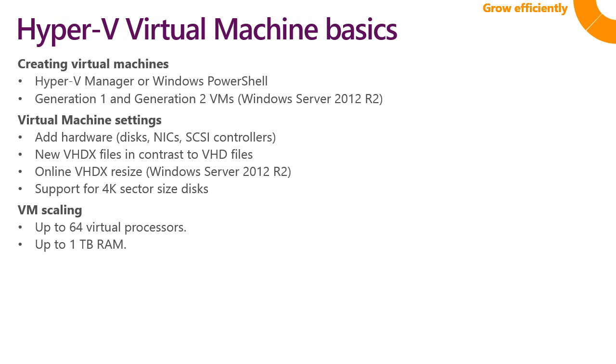Now, as I've mentioned, you can have up to 64 virtual processors inside of each virtual machine, and you can also have up to 1 terabyte of RAM. So obviously for most SMB customers, you've got a lot of room to grow.